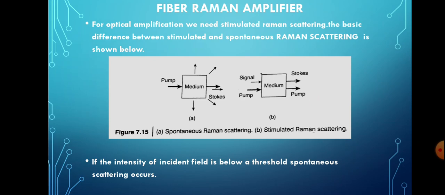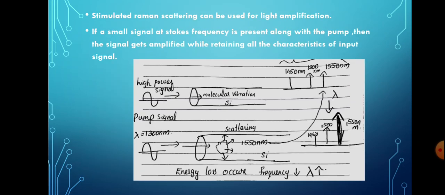Next we can go to the details of the Raman amplification process. Before that, if the intensity of the incident field is below a particular threshold value, then spontaneous scattering occurs. In order for stimulated Raman scattering to take place, the input signal needs a particular intensity, and that value is called the threshold value. Below that threshold value, spontaneous scattering occurs, and above it, stimulated Raman scattering will occur. And stimulated Raman scattering can be used for the light amplification process.